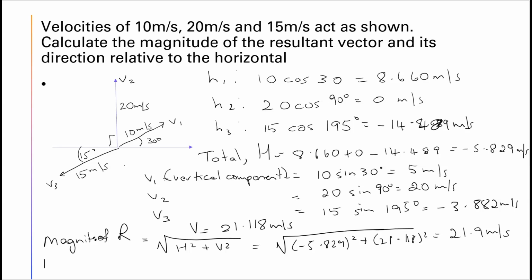And the direction, say alpha, is going to be 180 minus, because we kind of know where it's going to be. It's going to be 180 minus tan inverse of v over h, which would be 180 minus 74.5. So 105.